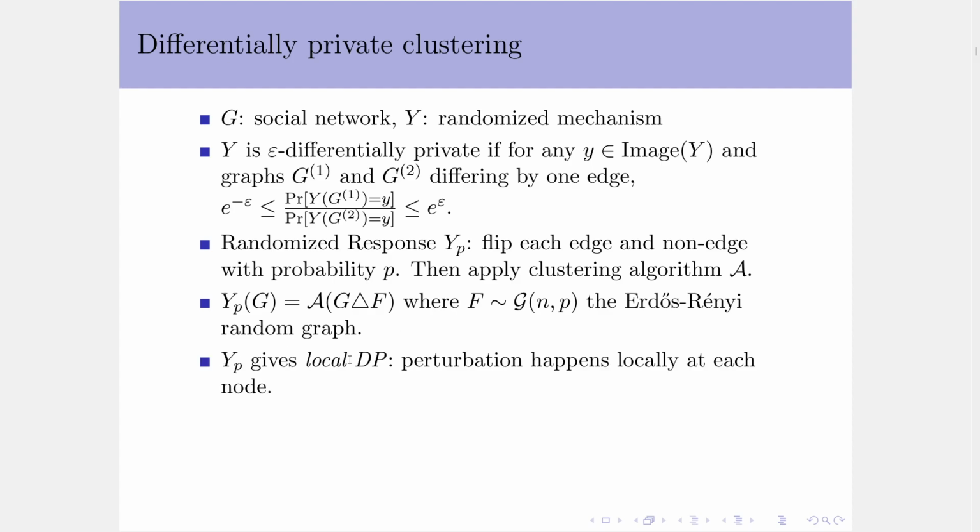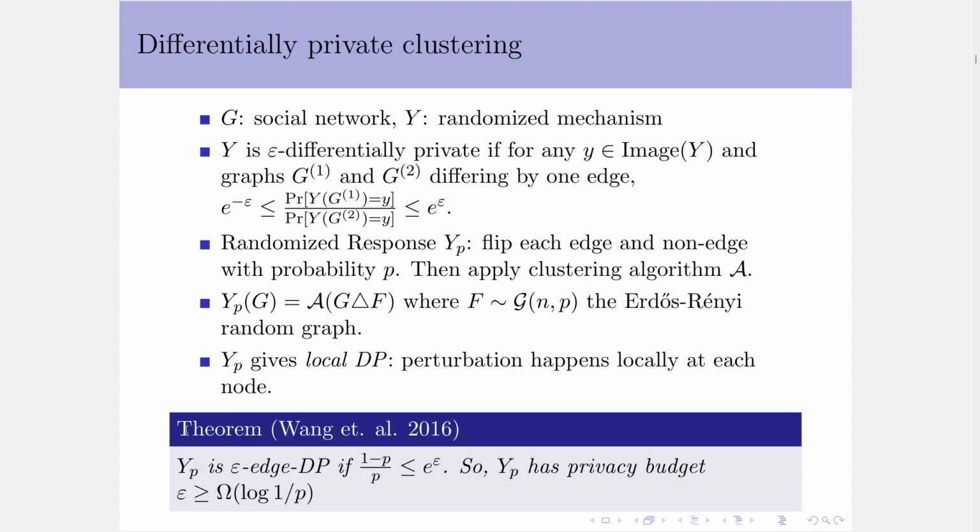It is known that YP gives local differential privacy because the perturbation can happen locally at each node. So each node can flip its adjacency list before sending it to the server. The perturbation does not need to happen centrally. There is a very famous theorem of Wang et al., which is that if this property holds between P and epsilon, then the mechanism YP is epsilon edge differentially private. So what this means is that YP has a privacy budget of epsilon at least log of 1 over P.